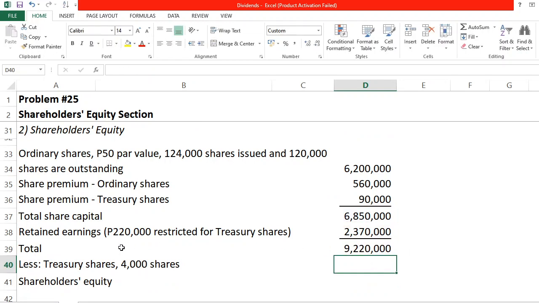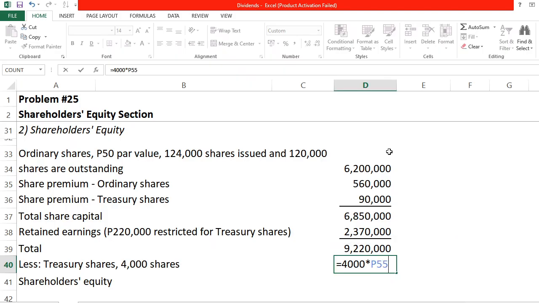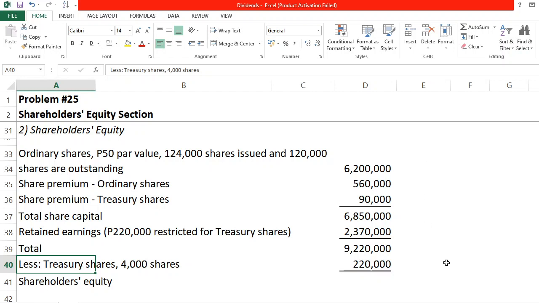9.22, but don't forget the contra equity account, which is treasury shares. So, we still have 4,000 shares, tama? Times, tagpila man ang cost. Tanawon nato dinhi, di ba gibaligya man, gipalit nato siya 110 per share. Pero nag-times 2 man. Therefore, nag-divide 2 pod ning cost. That is 55. Therefore, our treasury shares is 220,000.